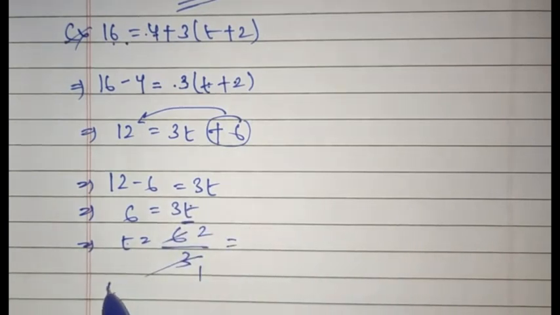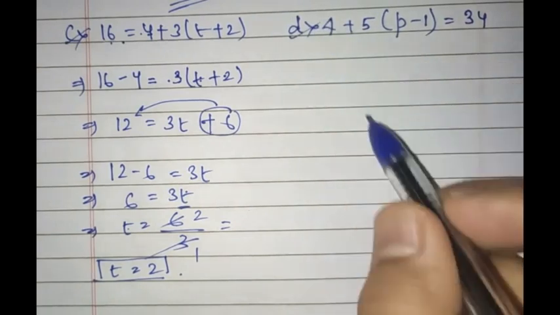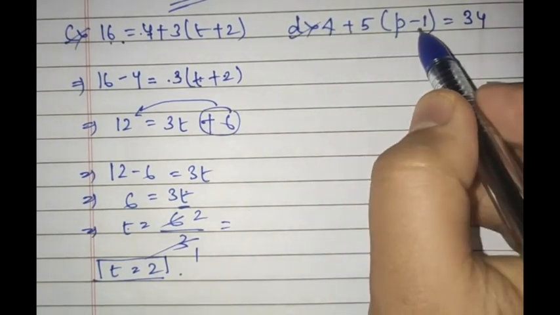So your t value is 2. I hope it is clear. Student, here we have a similar type of question, that is question number D. 4 plus 5p minus 1 is equal to 34.